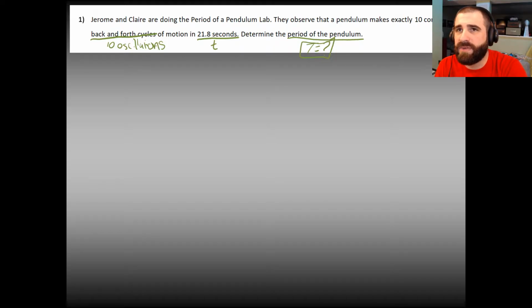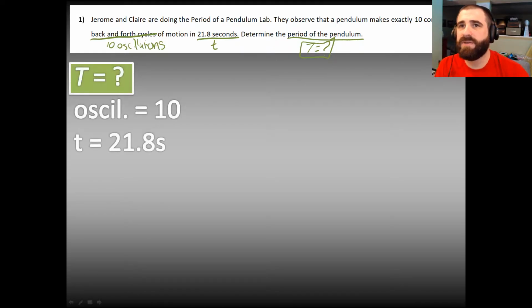Okay, so if we make our variable list, we've got period equals question mark, oscillations equals 10. We don't have a variable for oscillations or waves or anything. T equals 21.8 seconds. We've got 2 equations, right? V equals lambda f, and period equals 1 over frequency. They've given us none of those. So how do we do this?